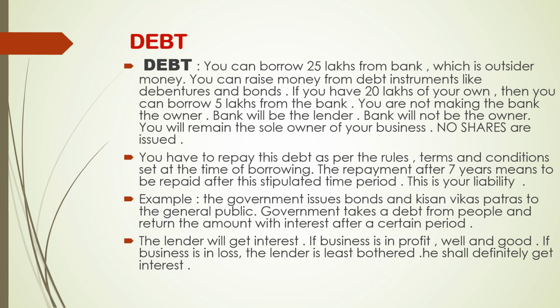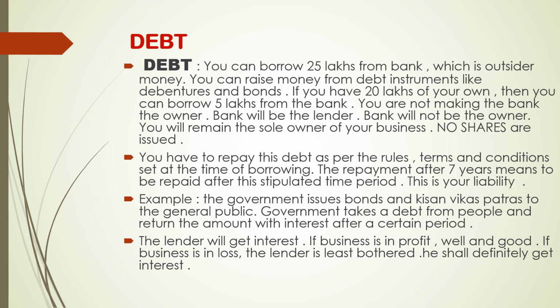The next option you have available is debt. Supposing you can borrow this 25 lakhs from the bank. The bank is an outsider's money for you. You can raise money from debt instruments. You can issue debentures and bonds. If you don't want to raise 25 lakhs from the bank and you can manage 20 lakhs on your own, very well. 5 lakhs you can arrange from the bank.